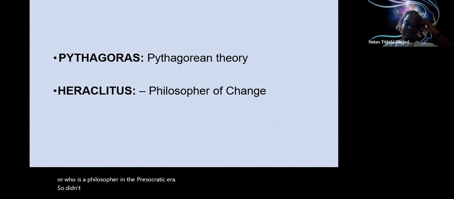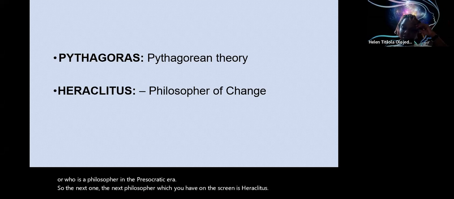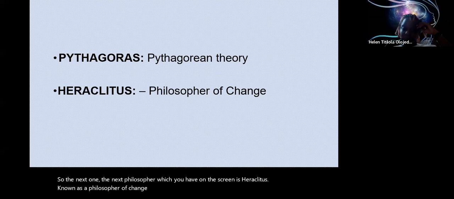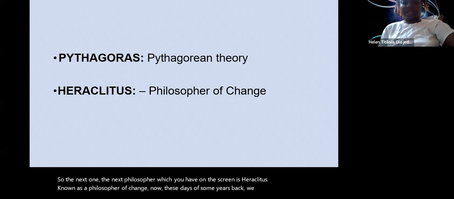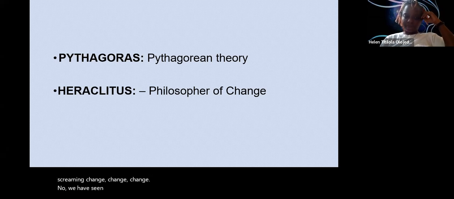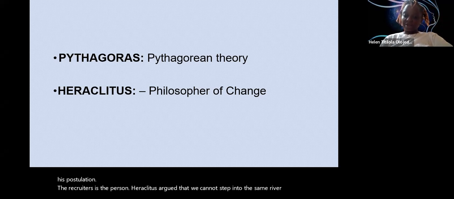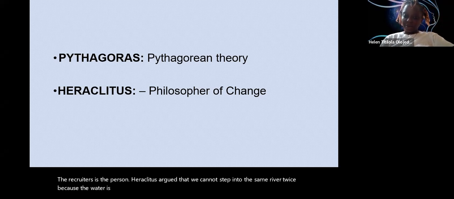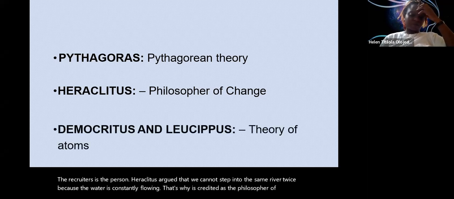The next philosopher on the screen is Heraclitus, known as the philosopher of change. These days, or some years back, we as Nigerians were screaming change, change, change. Now we have seen change. But there is a philosopher called the philosopher of change because of his postulation. Heraclitus argued that we cannot step into the same river twice because the water is constantly flowing. That's why he's credited as the philosopher of change.